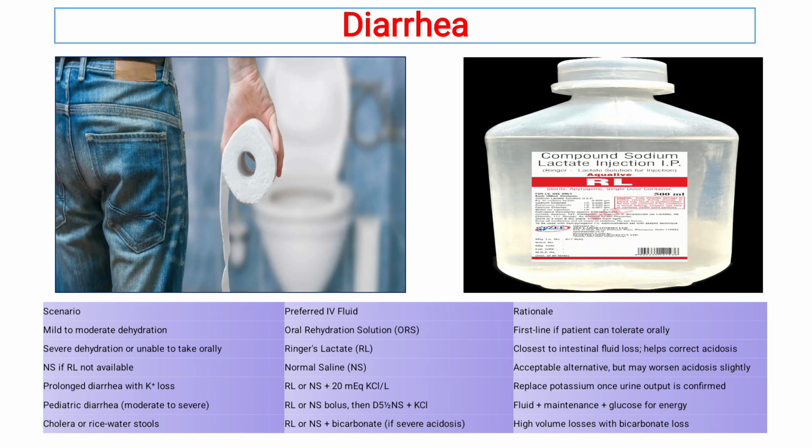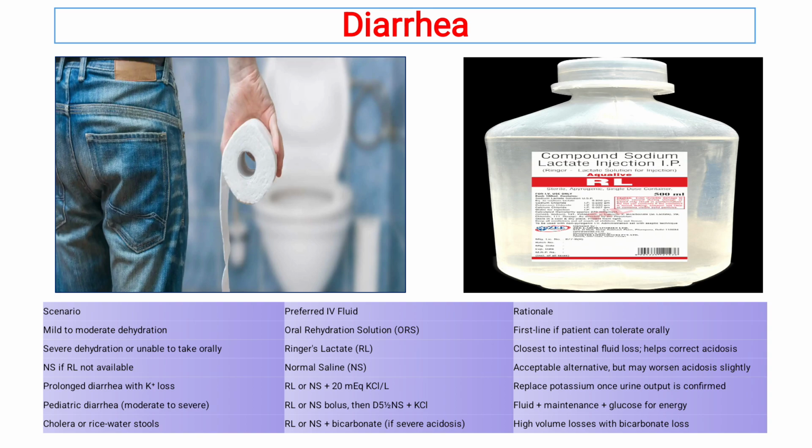If RL is not available, we can use NS also as it is a good acceptable alternative, but it may worsen the acidosis slightly. If the patient has prolonged diarrhea with potassium loss, then we can use RL or NS, and we should supplement such patients with potassium chloride, and we should replace the potassium once the urine output is confirmed.